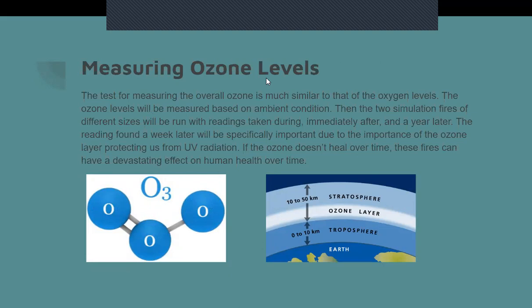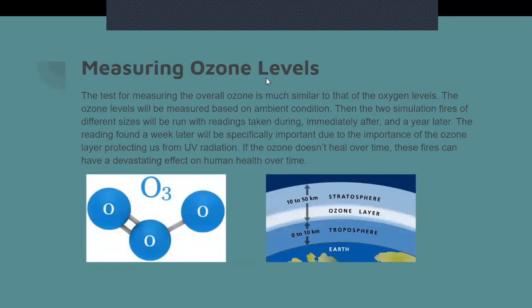So the second test that we need to run is the test for measuring the overall ozone. Now this test is going to be much similar to that of the oxygen test. The ozone levels will first be measured in ambient air condition as a test. Then the 2 simulation fires will be run, different sizes of course, and readings will be taken during, immediately after, and then a year later.